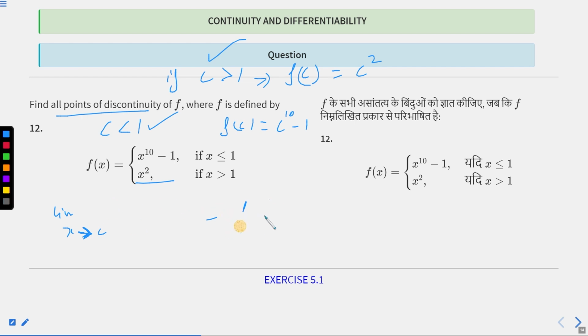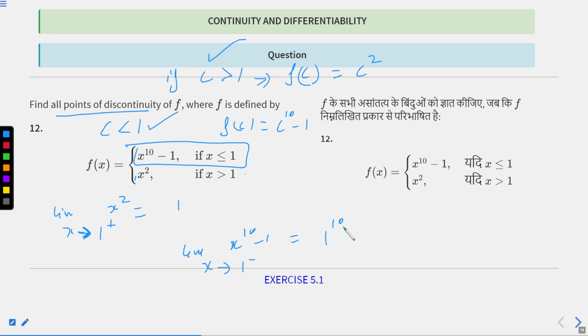Now what about at 1? So this means I have to choose now two-sided limits. One is approaching from the left hand side and one from the right hand side towards 1. From the right hand side, you have to choose this. If you are approaching 1 from the right hand side, then this will be 1. And if you are approaching from the left hand side, then you have to pick the first thing, which is this, and it will be what? X power 10 minus 1, which is 1 power 10 minus 1, which is 1 minus 1, which is 0.